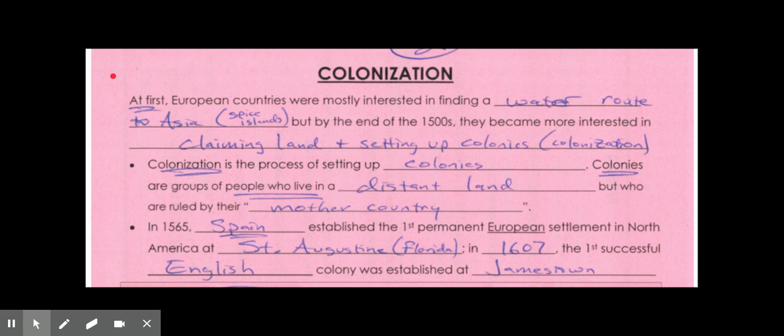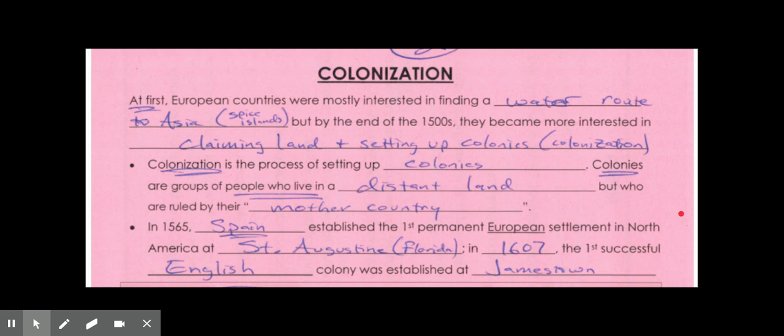So to fill in the colonization notes, at first European countries were mostly interested in a water route to Asia, the Spice Islands, but by the end of the 1500s, they became more interested in claiming land and setting up colonies. That's something called colonization. Colonization is the process of setting up colonies. Colonies are groups of people who live in a distant land, but who are ruled by their mother country.